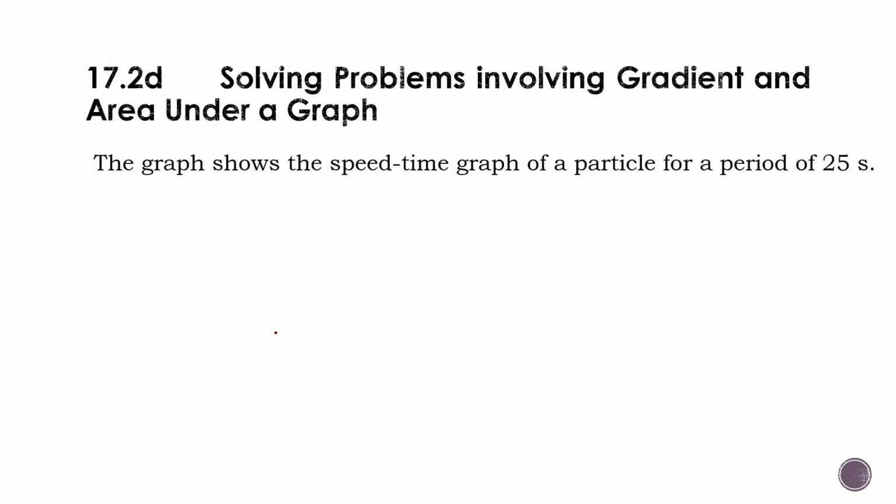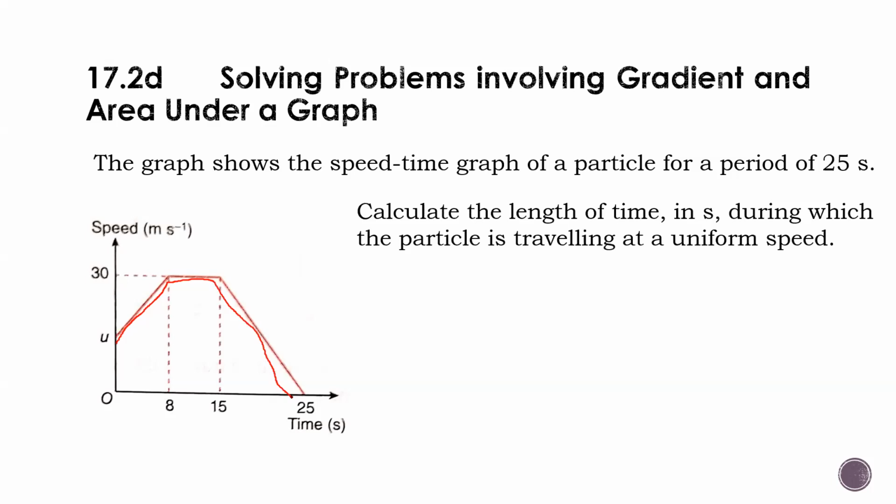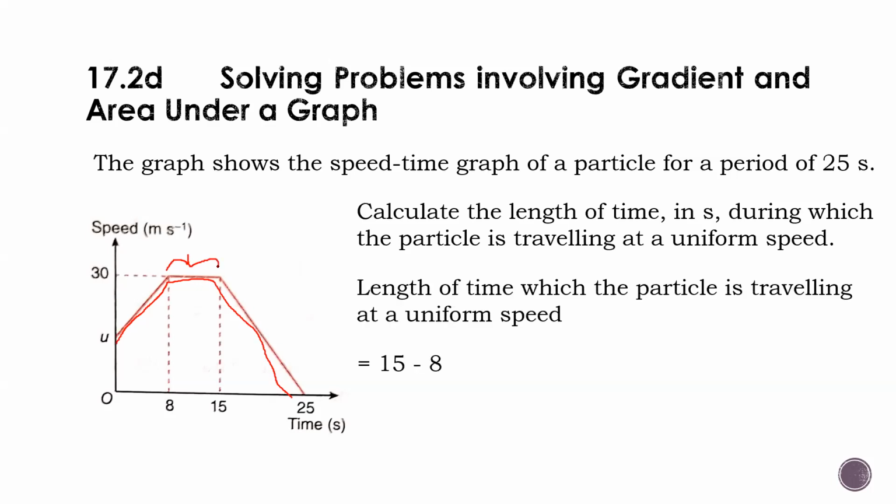So the graph shows the speed time graph of a particle for a period of 25 seconds. In 25 seconds, it went up, then a uniform speed in the middle, and it went down. So calculate the length of time, in s, during which the particle is traveling at a uniform speed. Uniform speed is from here to here. So 15 minus 8 equals 7 seconds.